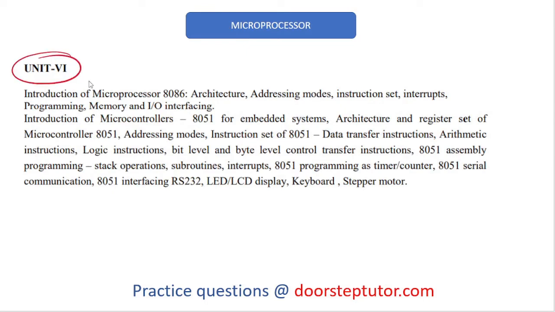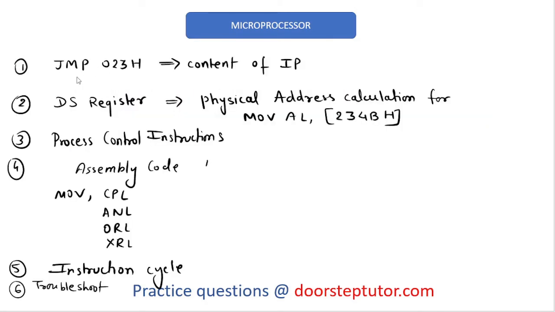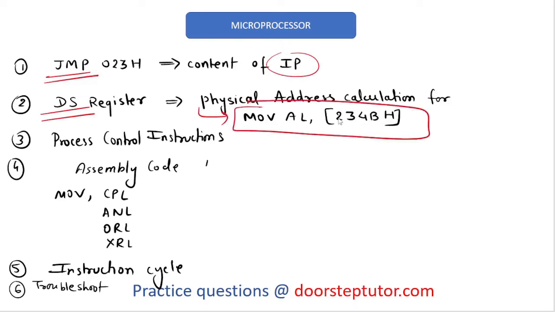Next unit is the sixth unit, that is microprocessor. In microprocessor, we know the syllabus is going to cover microprocessor 8086 and microcontroller 8051. So from this subject, the questions were based on instructions like the jump instruction: what will be the content of the instruction pointer and data segment register, and how to calculate the physical address for a given instruction. We have discussed these things in our video.